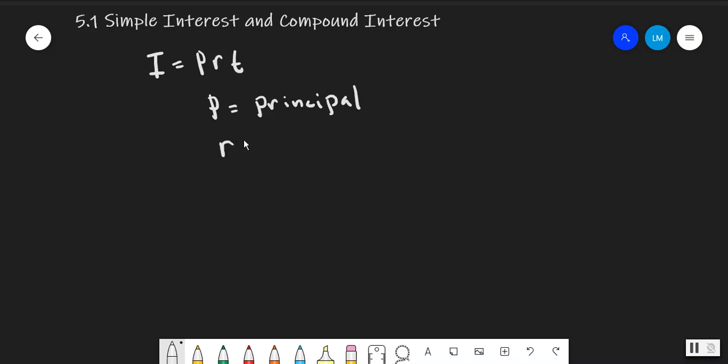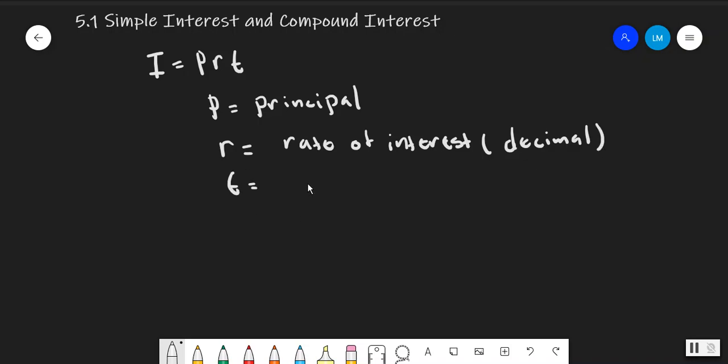R is equal to the rate of interest. One thing you have to note is that it has to be in decimal form. With t, this is basically just time, but that's going to be in years. One thing to note about simple interest is that it accumulates at a very slow rate as compared to compound interest.